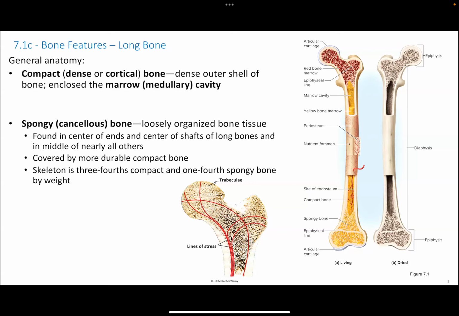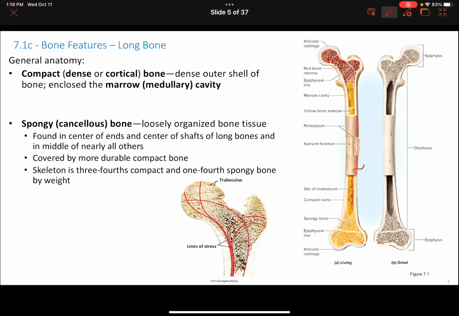Looking at the long bone specifically, we have general anatomy that you will see. Long bones are going to have compact bone and spongy bone. Compact bone is essentially very dense, and it exists in a long bone as an outer shell. It encloses the medullary cavity.